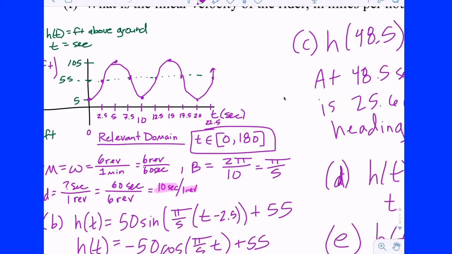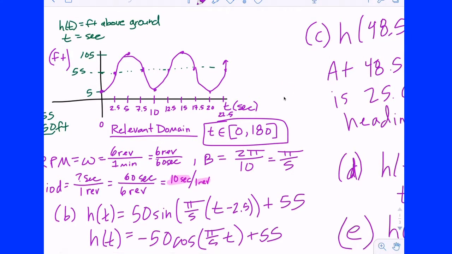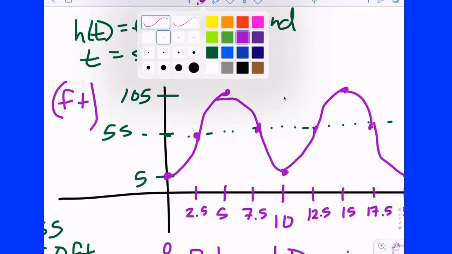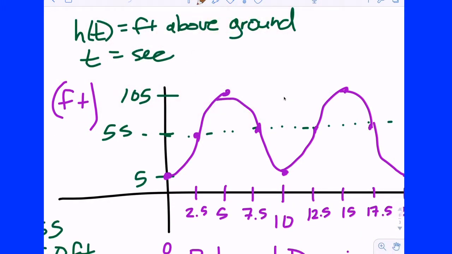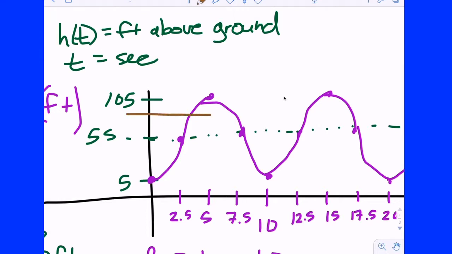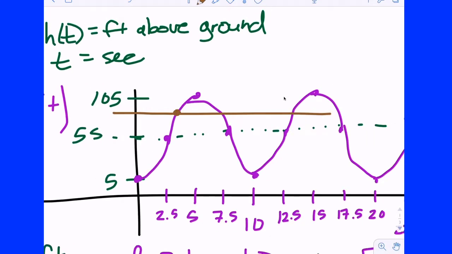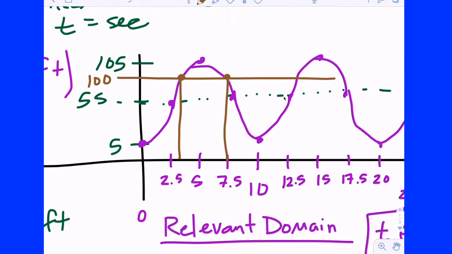What was our attack there? Plan of attack. How did we accomplish that? What we did is we graphed y equals 100 on our y sub 2, and we looked to see where it intersected our graph. I think we found these yesterday.